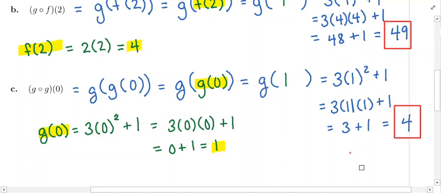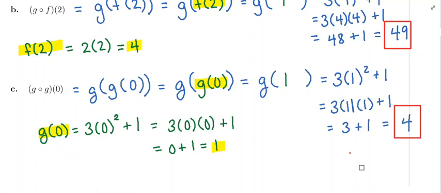So again, remember what you need to do if you choose to use this route. You take your x value that's in parentheses, your number, and first plug it into the inside function to get an output. Then take that resulting output and plug it into the outside function to get an output, and that's going to be your final answer.